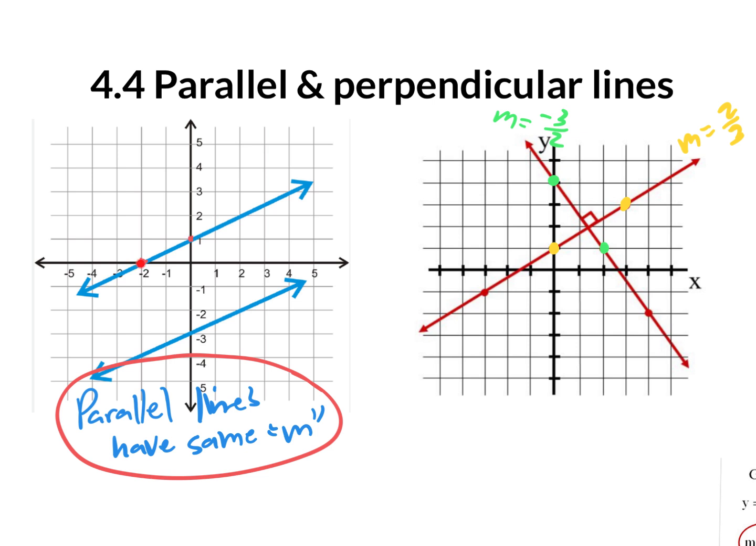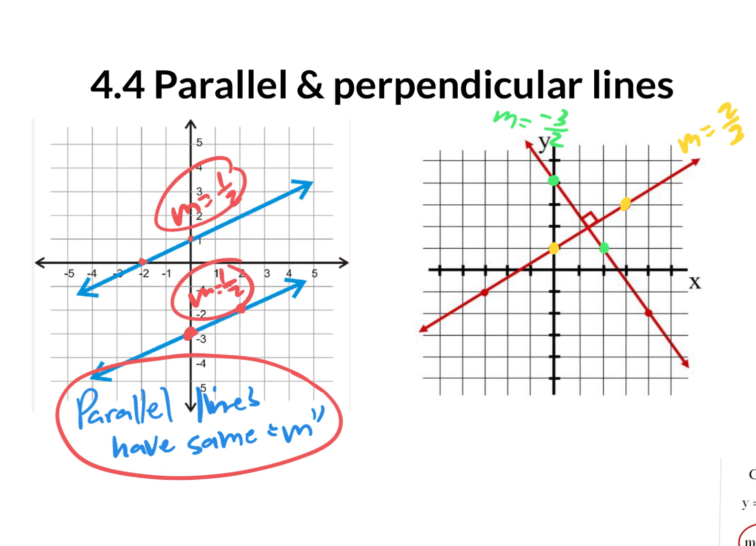Going back over here, from here to here, you went up 1 over 2. So the slope right there is 1/2. And same deal, if you go from this dot to this dot, it's the same slope, up 1 over 2. So the m equals 1/2 as well. So parallel lines have the same identical slope.